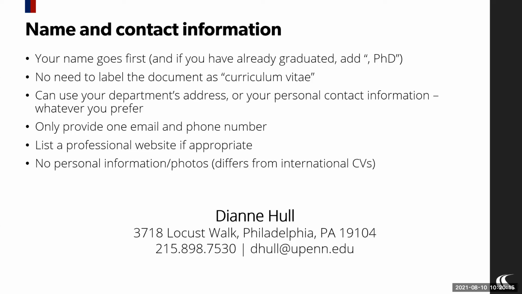And the reality is they're all going to email you most likely anyway and not mail you anything. So along those lines, just give them one email and phone number. If you have a university email, use that. If you want to use a personal email, use that. Just don't give them too many choices to reach you. If you have a professional website, that can certainly be appropriate. No personal information or photos. I know this differs from international CVs, in which a lot of people put photos, but in the US, the standard is not to provide that type of information. So here's my information. This is my address where I am today. This is how I might list myself if I were applying for faculty roles.